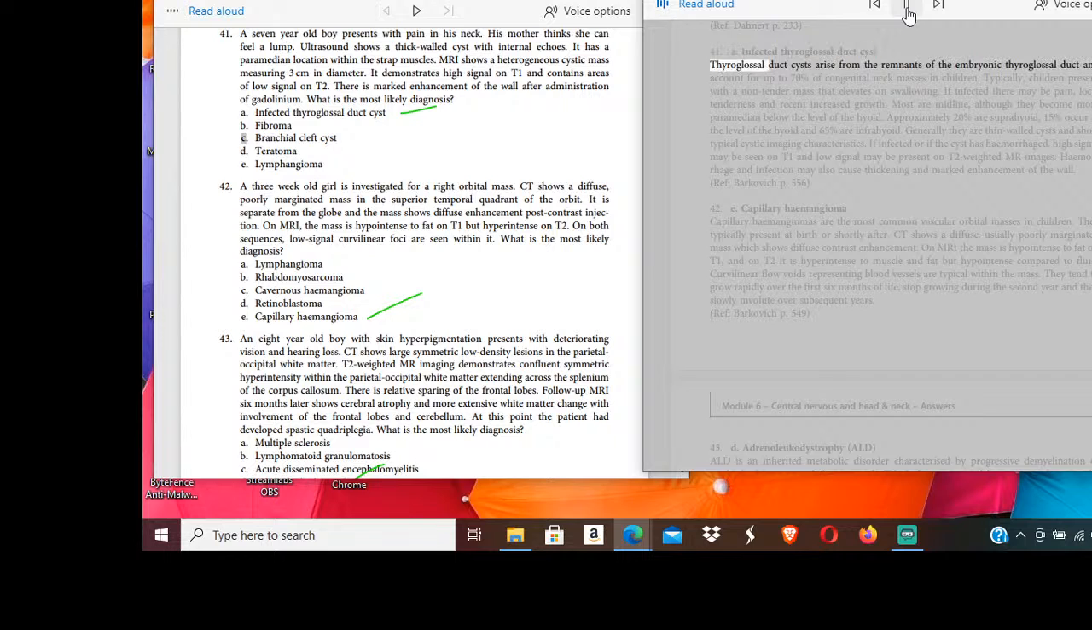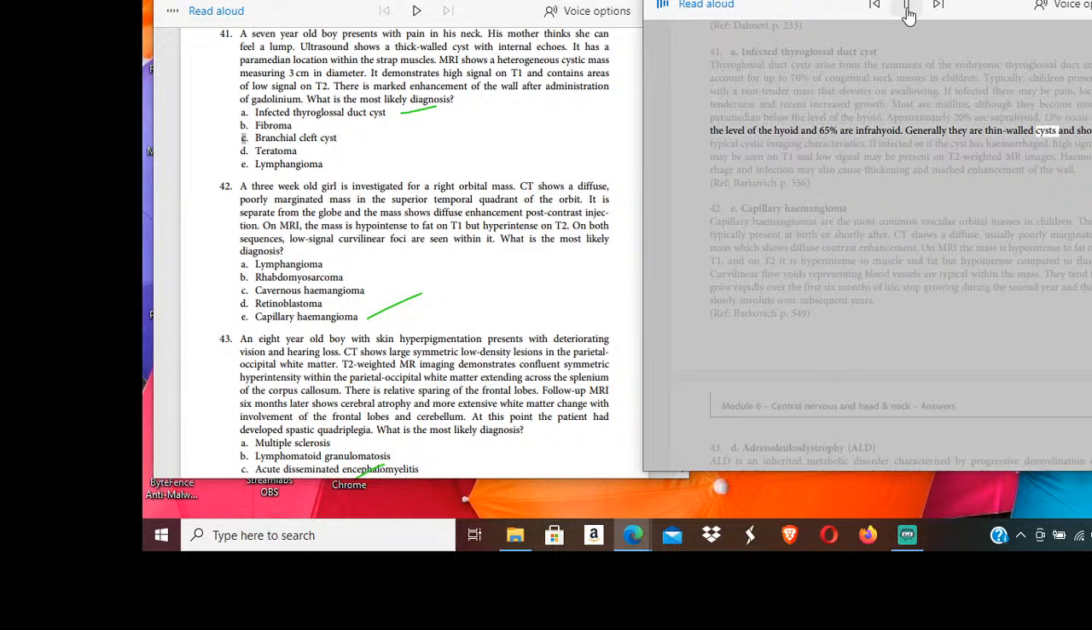41a. Infected thyroglossal duct cysts. Thyroglossal duct cysts arise from the remnants of the embryonic thyroglossal duct and account for up to 70% of congenital neck masses in children. Typically, children present with a non-tender mass that elevates on swallowing. If infected, there may be pain, local tenderness and recent increased growth. Most are midline, although they become more paramedian below the level of the hyoid. Approximately 20% are suprahyoid, 15% occur at the level of the hyoid, and 65% are infrahyoid.